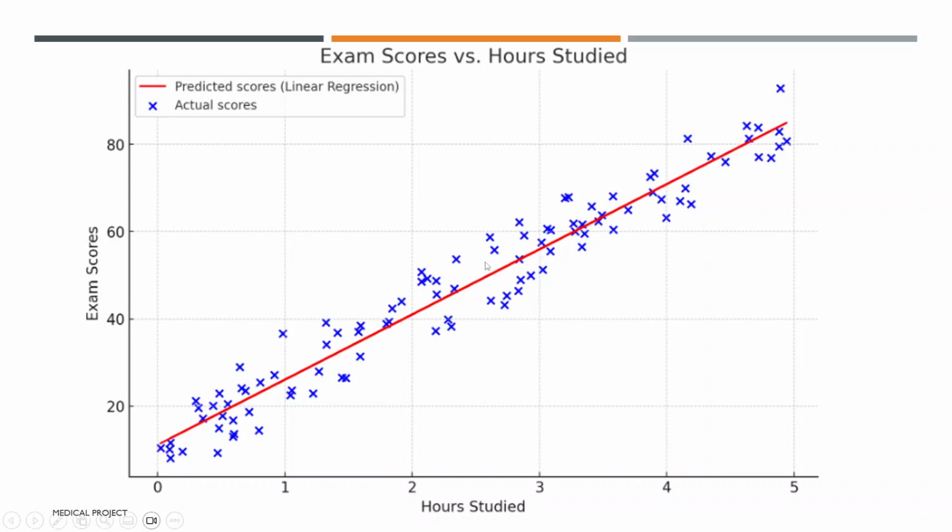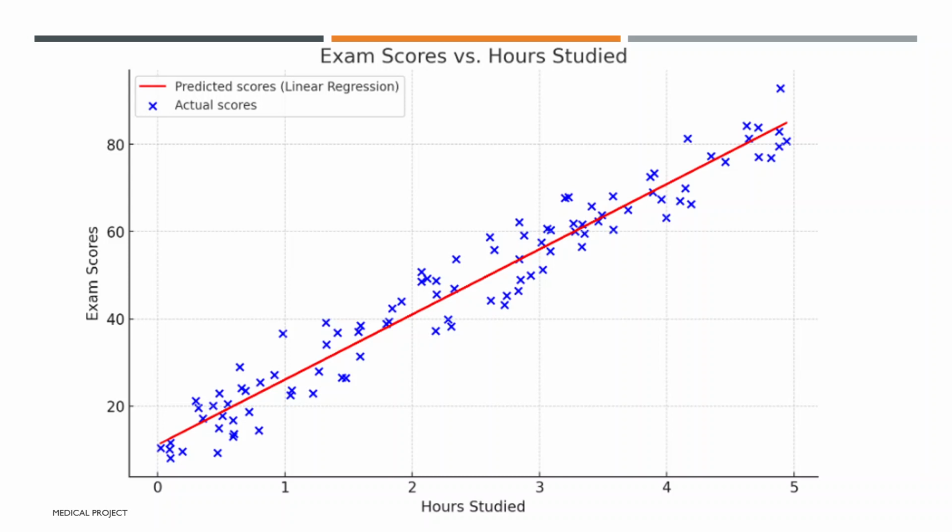Now the red line here is the result of linear regression. It's the best fit line that tries to summarize the relationship between hours studied and exam scores. The line was calculated by the machine learning model to have the least overall distance from all the blue points. If you pay attention, you will see that this line, the way it is now, is done in such a way that it has the least overall distance from all these blue points here.